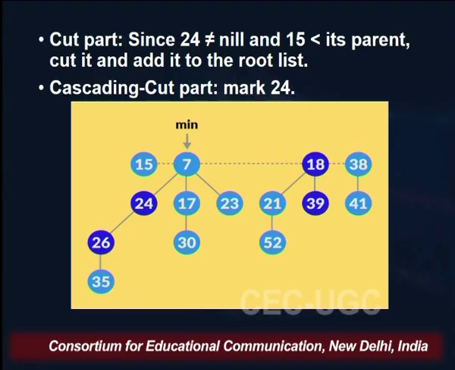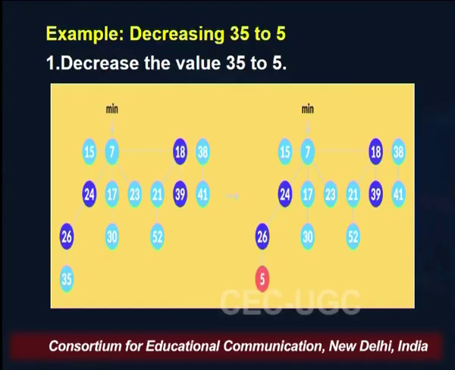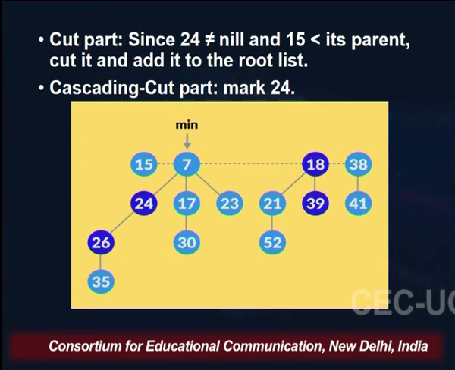So this is the significance of marked nodes, which we have not seen explicitly in any of the operations yet, because whatever operations we have covered until this point did not involve marked nodes. Moving further, this was a simple example. We have taken the newly decreased node, added it to the root list, marked its parent, that is it.